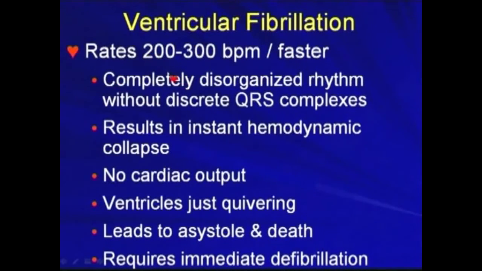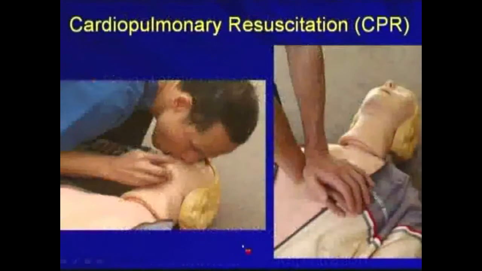So in ventricular fibrillation, the rate is very fast. It's usually more than 200 to 300 beats per minute or even faster. It's a completely disorganized rhythm without discrete QRS complexes. It results in instant hemodynamic collapse. The patient presents with sudden cardiac death. There's no cardiac output. The ventricles are just quivering, and the patient is actually dead and requires immediate defibrillation.